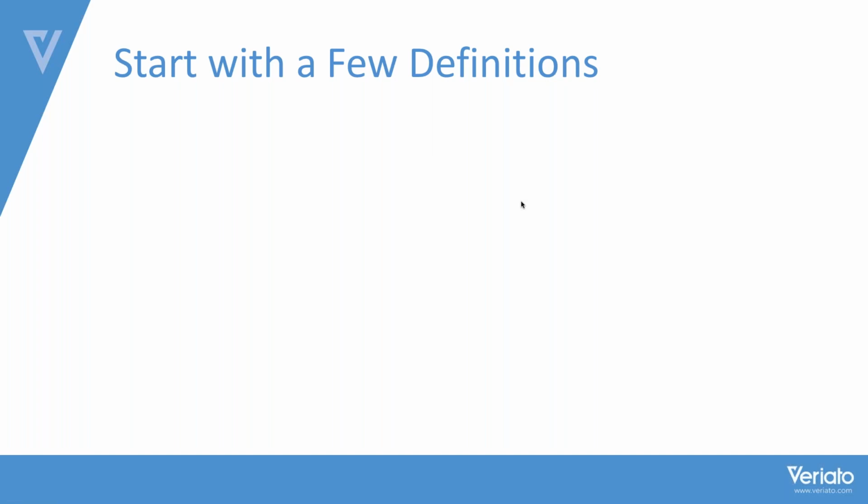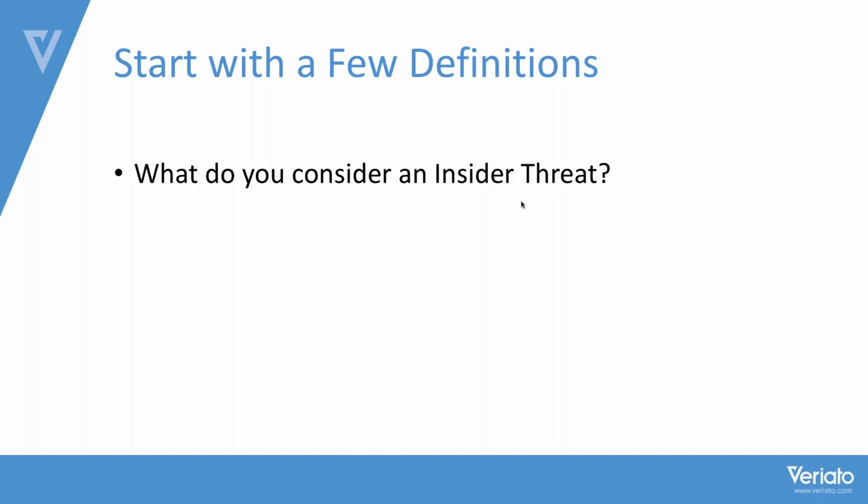They're presuming certain things about certain definitions. So we want to start with a couple things to kind of level set a little bit here. And the first one is just around what you'd even consider an insider threat. Most people have some kind of idea that it's obviously a malicious insider, but maybe not to everybody else.